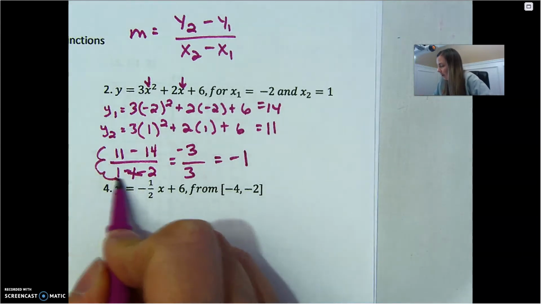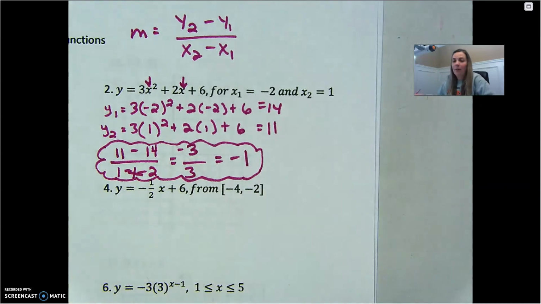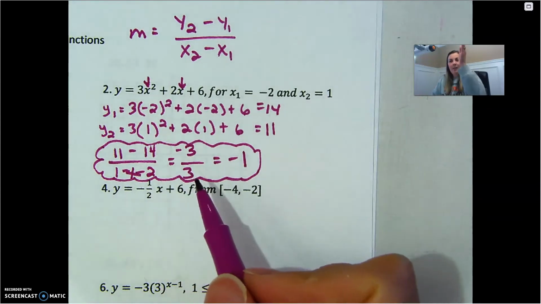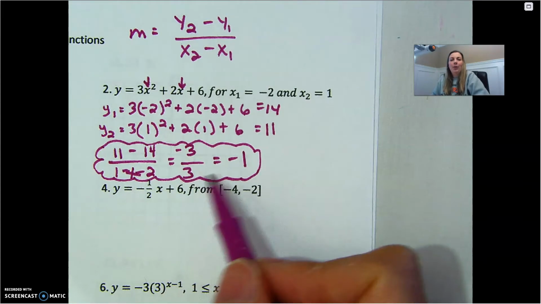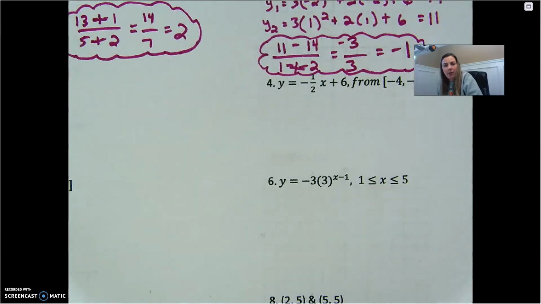So we have an average rate of change from negative 2 to 1 of negative 1. So we're on the side of the parabola that's going down, right? It's going down, negative slope. All right, check out number 3.